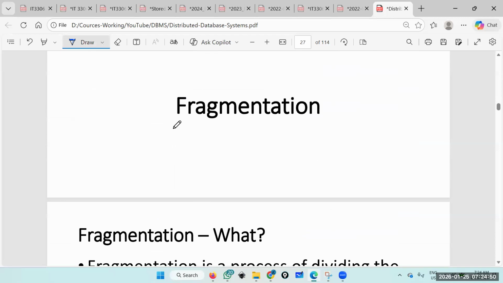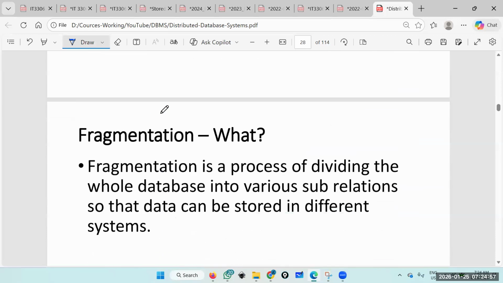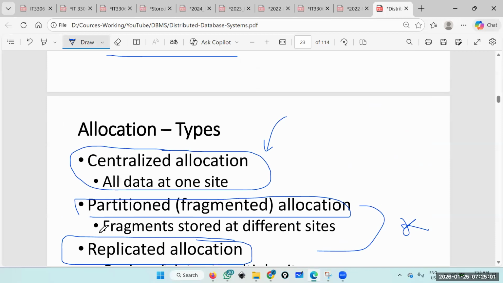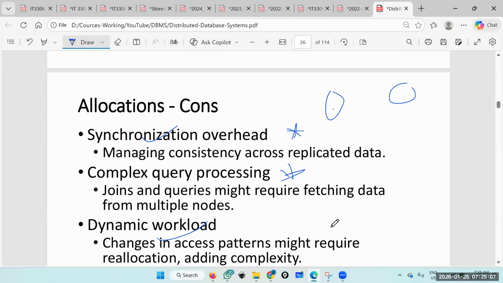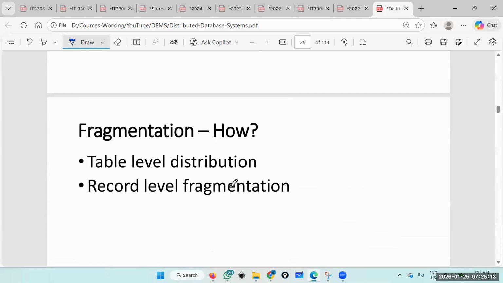Right. So then the fragmentation. Fragmentation is very much related to the allocations. Fragmentation is pretty much related to replication or partitioning. So that is why I say partition is also fragmented. Right. So how do you divide your data? Basically, there are two approaches: table level distribution and record level distribution.